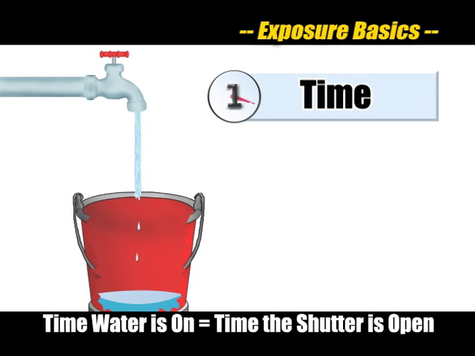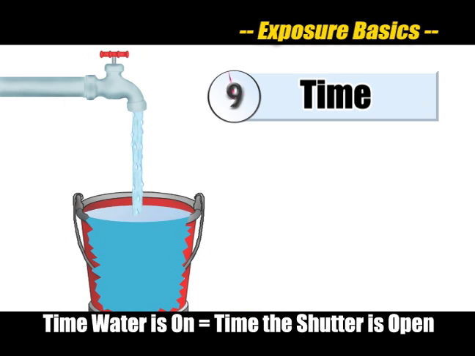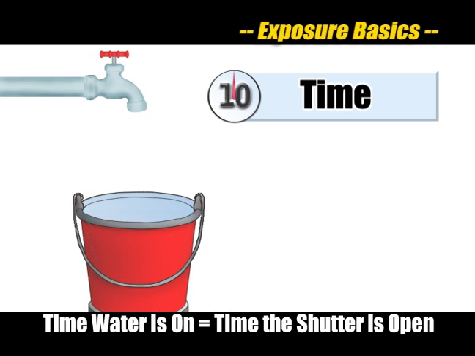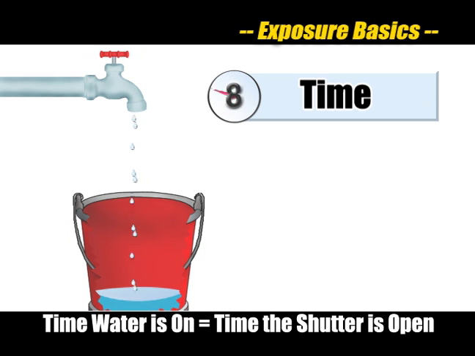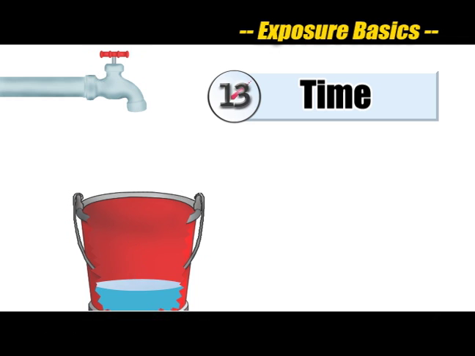The wider the tap is open, the more water will come through the nozzle into the bucket. This means the tap will only need to be open for a short amount of time. If the tap only has a narrow opening, on the other hand, water will only trickle into the bucket, and you'll need to leave the water turned on for a much longer period of time to fill up the bucket.